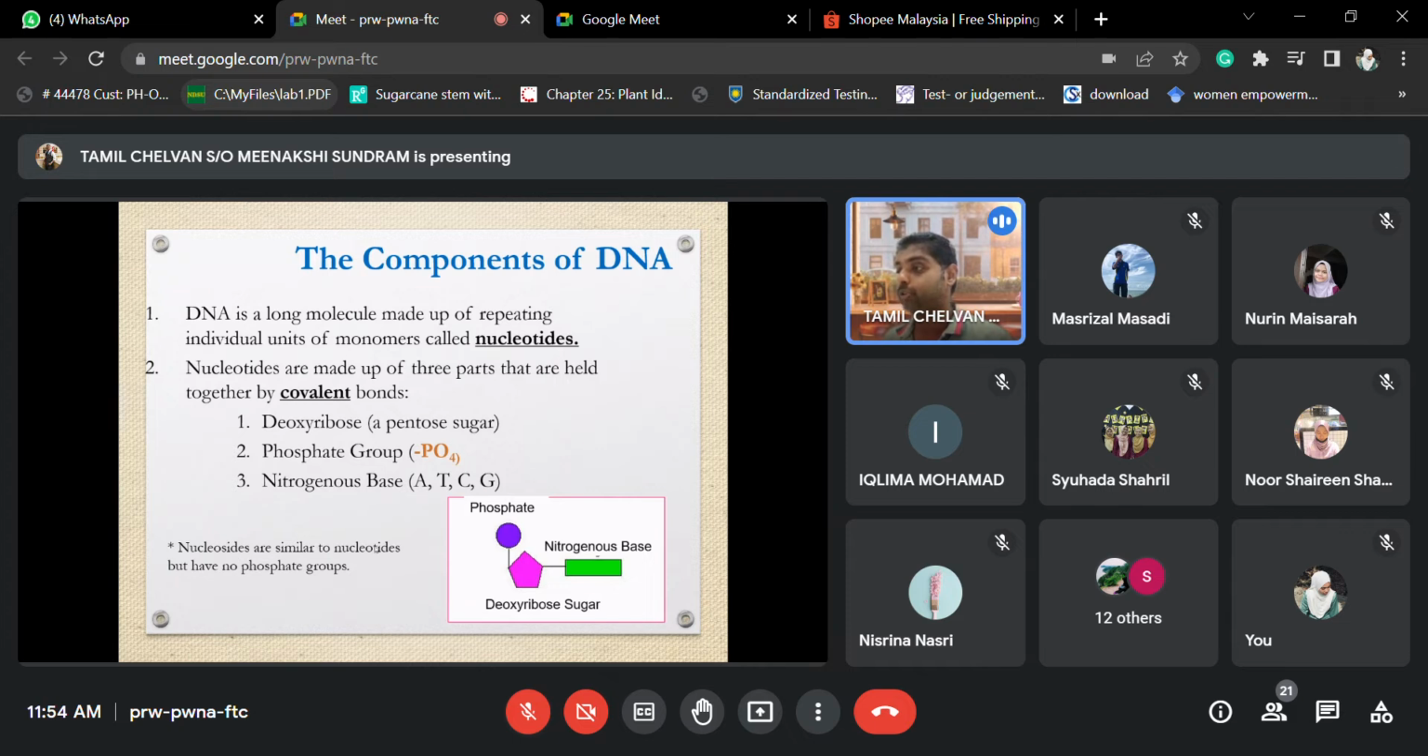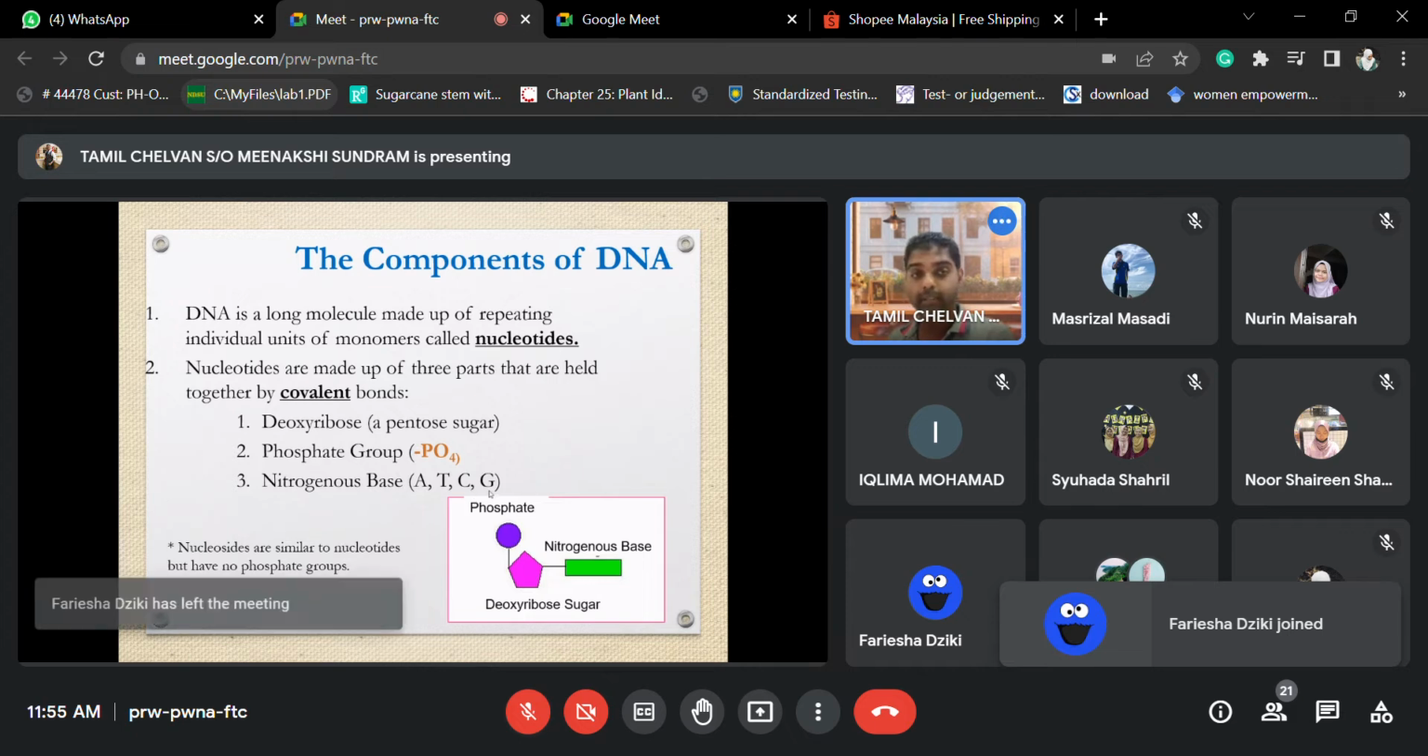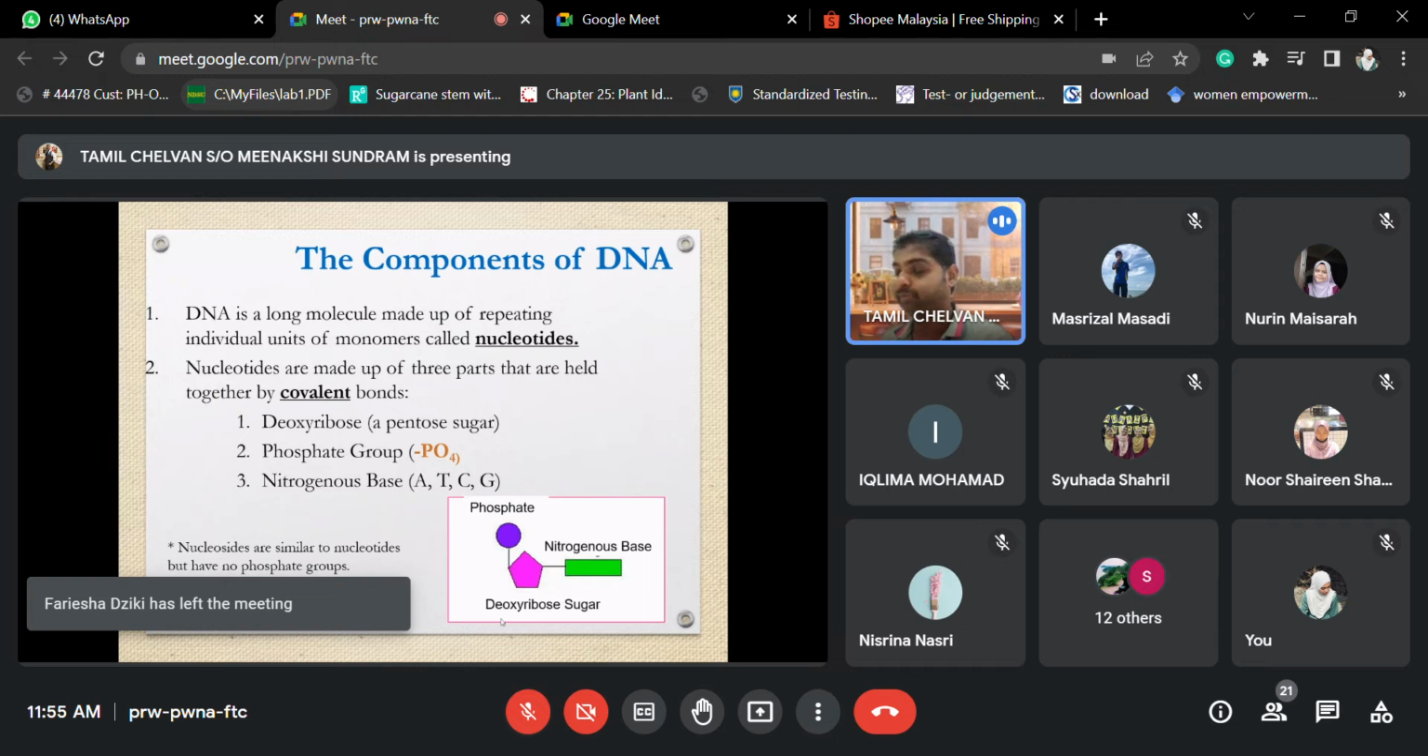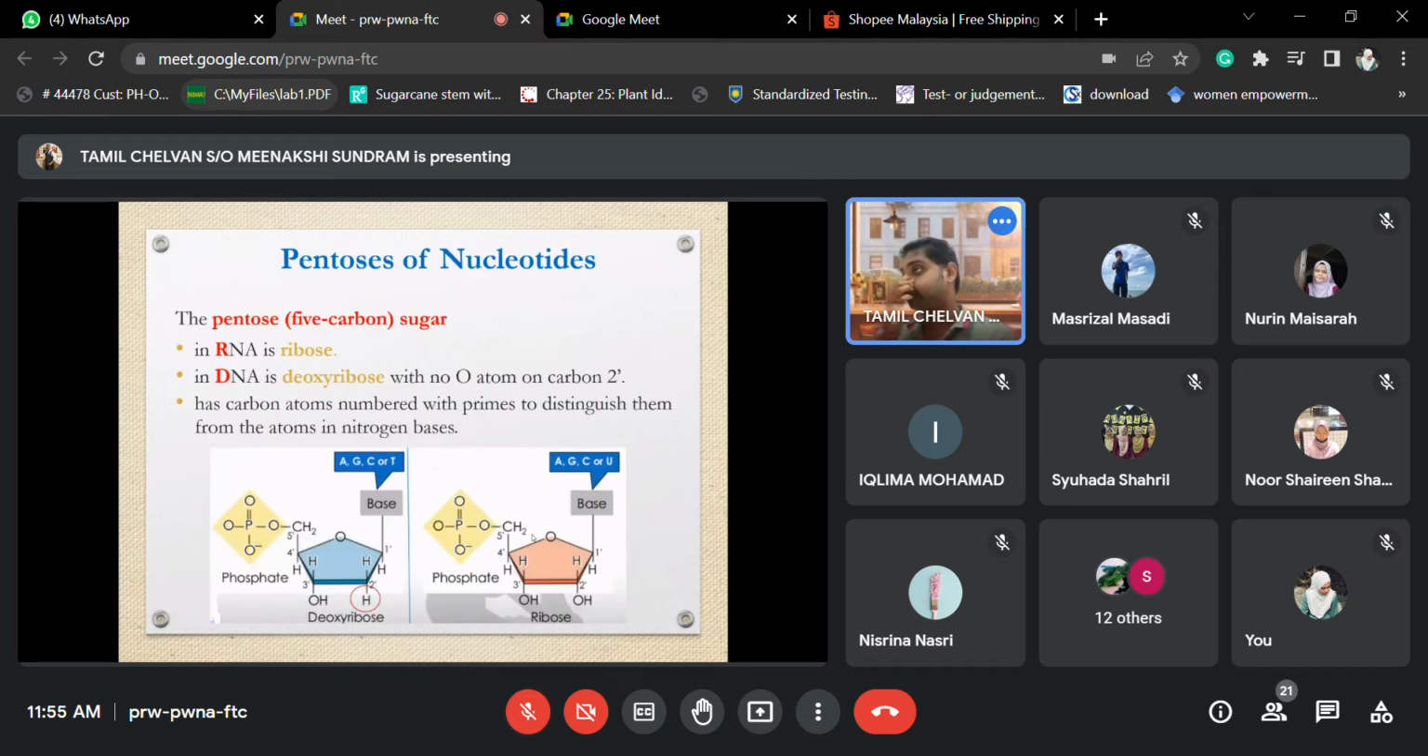Nucleosides are similar to nucleotides but have no phosphate group. So this only, the hexagon with the green one combined, is called a nucleoside. This one you all know. And the nitrogenous bases, what are they? Adenine, thymine, cytosine, guanine. Dalam DNA dia ada ni. This is the different part, it differs from one to another. The pentose 5-carbon sugar in RNA is ribose. In RNA kita panggil dia ribose.